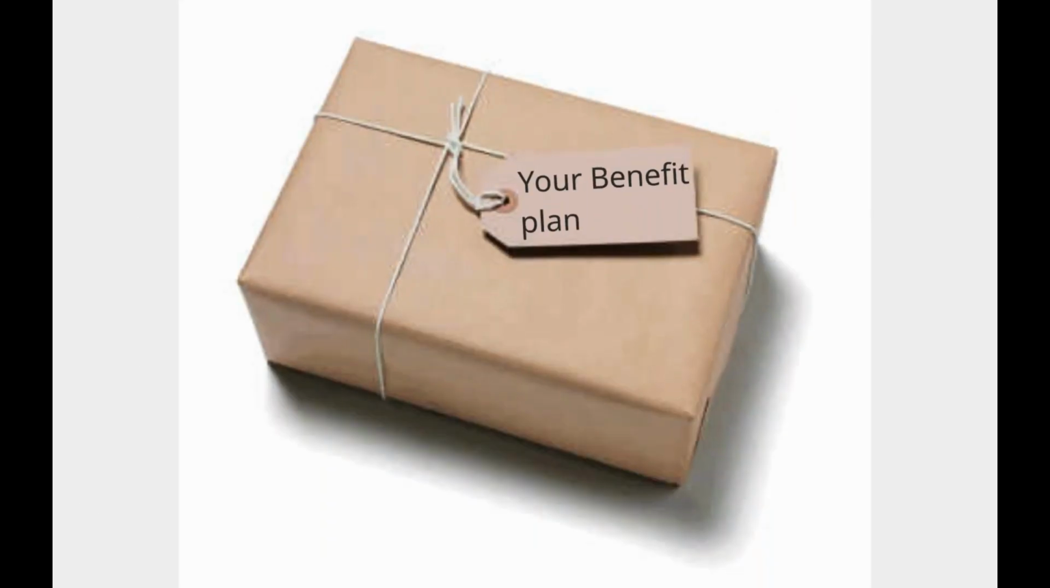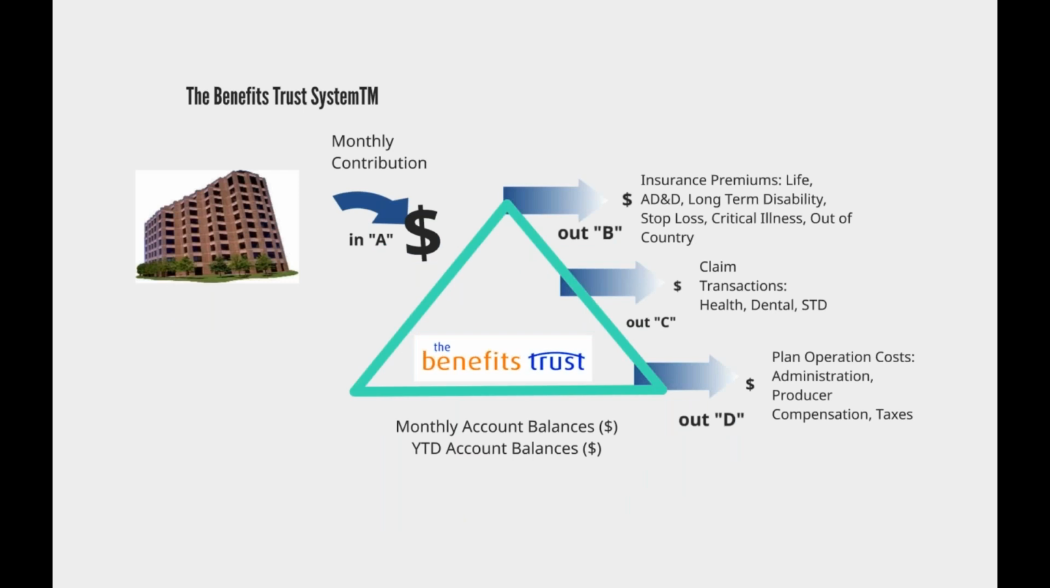Everybody's benefit plan is different. So, here's a box, and the box is a certain shape, and it's got brown paper, and it's got string wrapped around it, and that's one company's benefit plan. Another company's benefit plan is going to be completely different than that. It's going to be a different shaped box. It's going to have Christmas wrapping on it, and it's going to have a bow on it. Everybody's benefit plan is different.